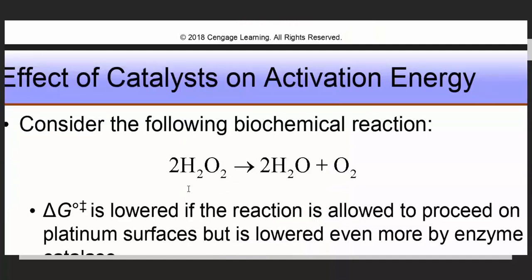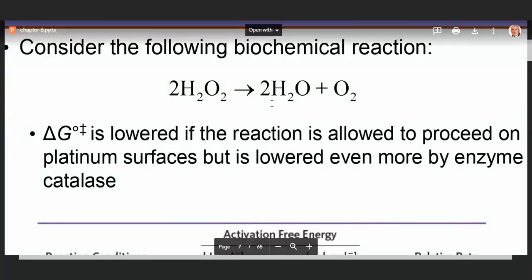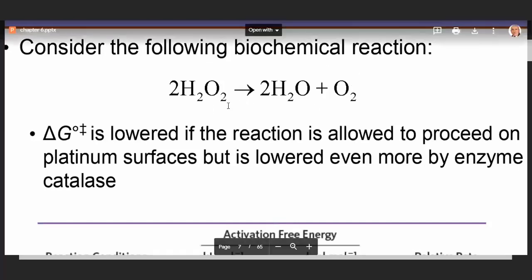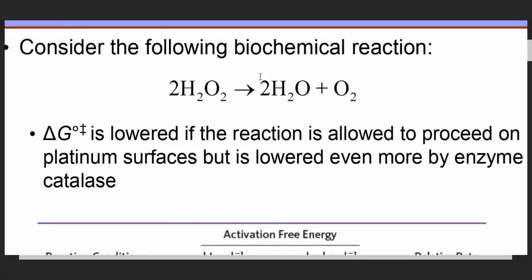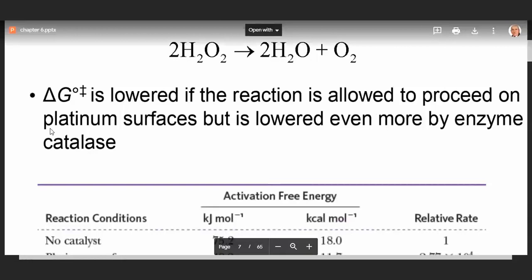In order to understand more about this, let's consider the following reaction. The decomposition of hydrogen peroxide into water plus oxygen. Notice that this reaction can occur by itself, but it needs several hours in order for it to finish. So what we do is we add an enzyme. This enzyme will lower the activation energy and speed up the reaction. So the activation energy is lowered if the reaction is allowed to proceed on platinum surfaces. This is one way, but it is lowered more by enzyme catalyst.